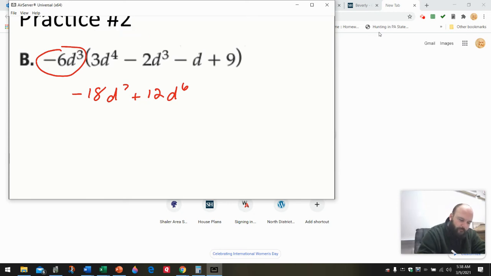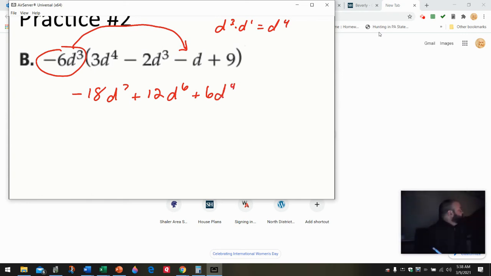The next one, we distribute negative 6d to the third times negative 1d to the first. This one's a little tricky. Negative 6 times negative 1 is positive 6. And then we have d to the third times d to the first. That gives us d to the fourth power. So we're left with 6d to the fourth.